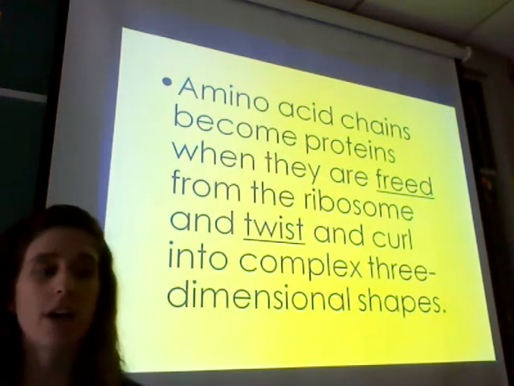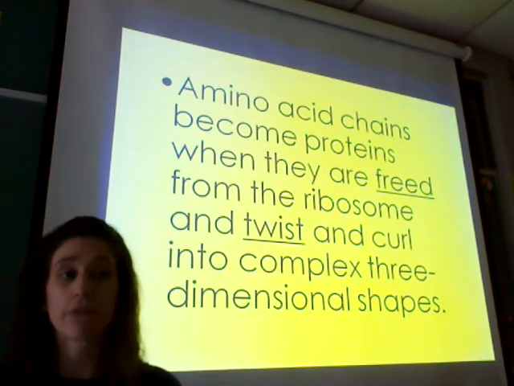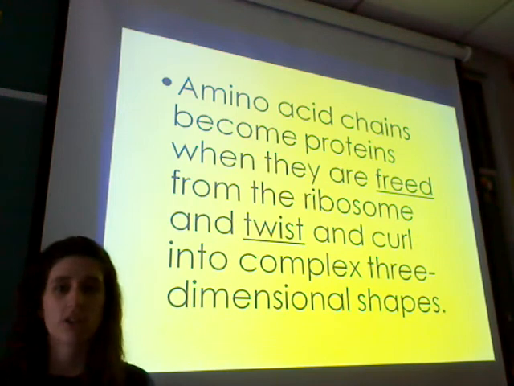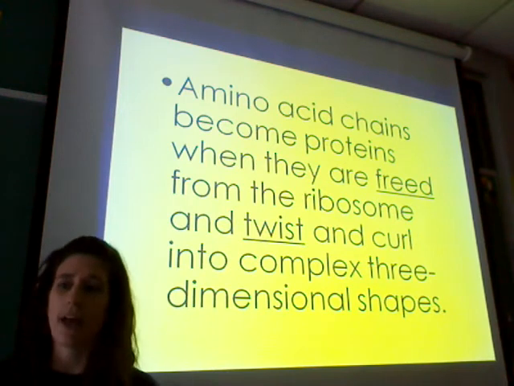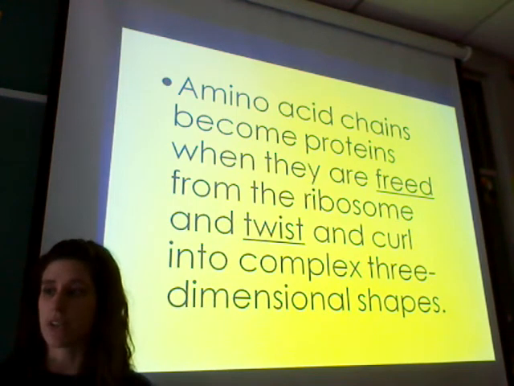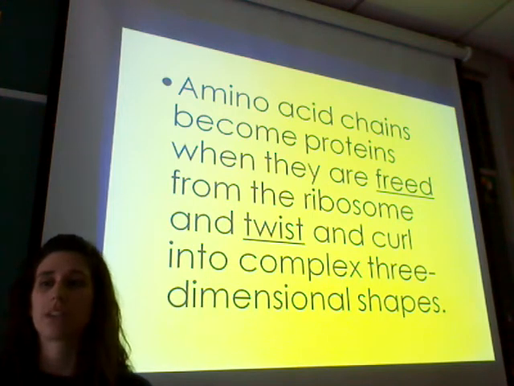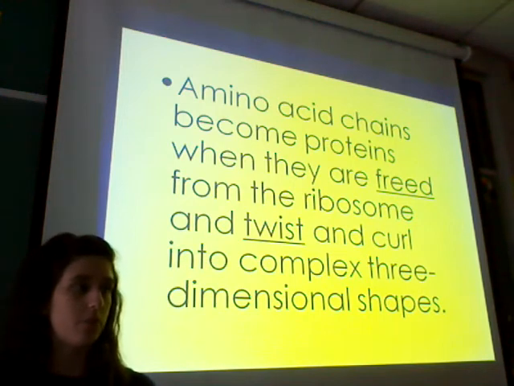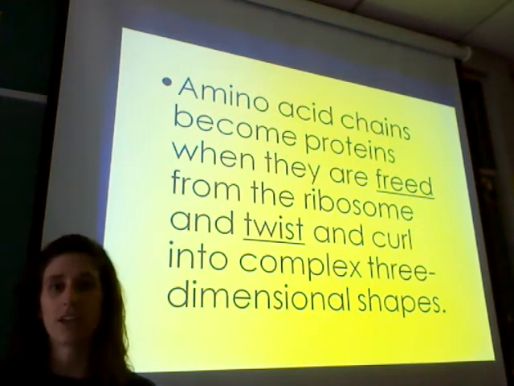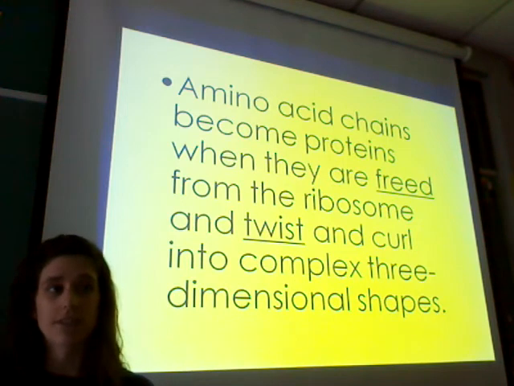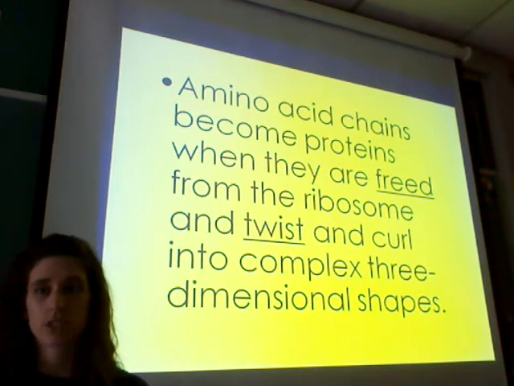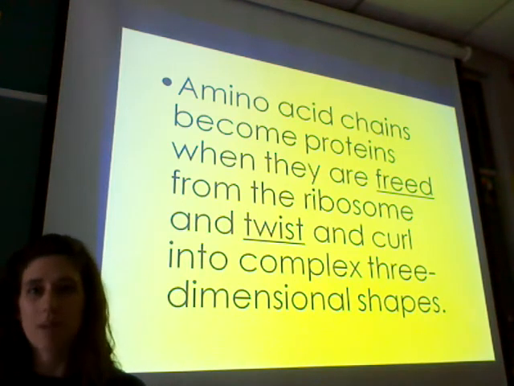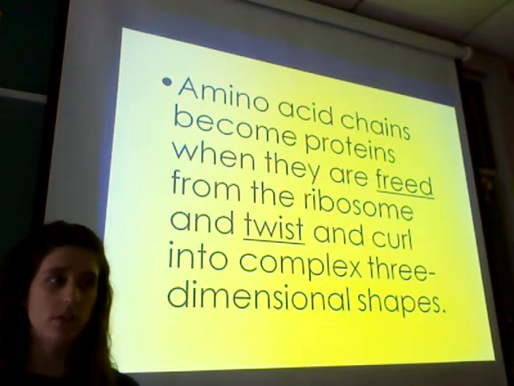So, those amino acid chains become the proteins when they get freed from the ribosome, and then they twist and curl up. I don't know if you guys remember from your video last week, especially the cystic fibrosis section, how cystic fibrosis is caused because the protein in the lung is misshapen, so that it doesn't let salt out of the lung cells. You guys remember seeing that? So the shape of the protein is extremely important.